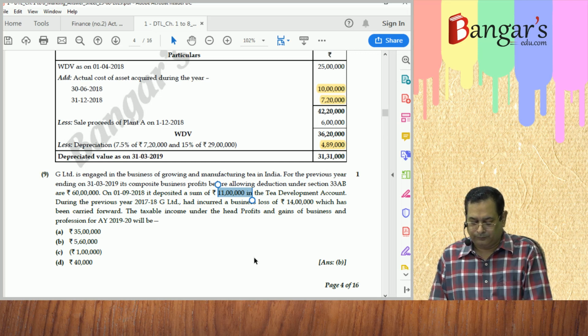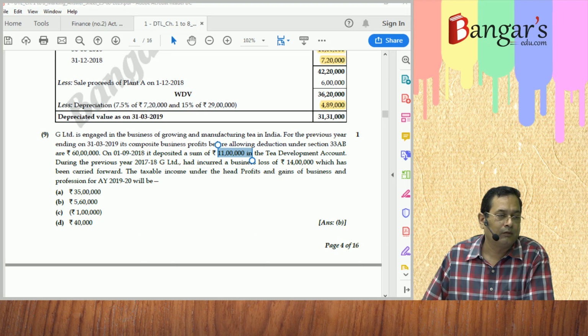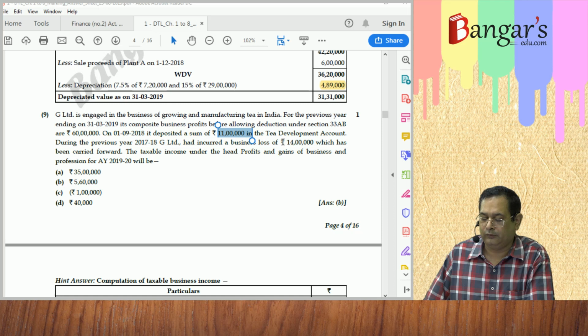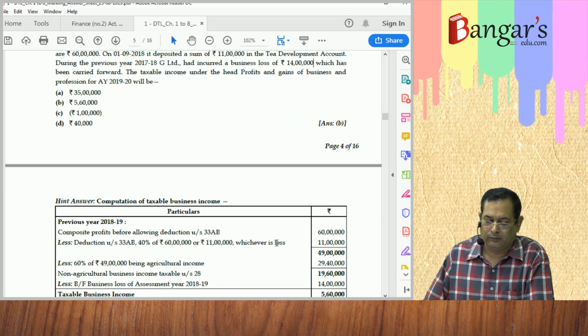Furnishing the return, within 6 months, or on or before the due date of furnishing the return of income. So 40% of rupees 60 lakhs or 11 lakh, whichever is less, will be allowed as deduction while computing the business income. Whatever brought forward loss of 14 lakh rupees is there, the same shall be deductible. So here, from 60 lakh rupees, 11 lakh rupees will be allowed as deduction.